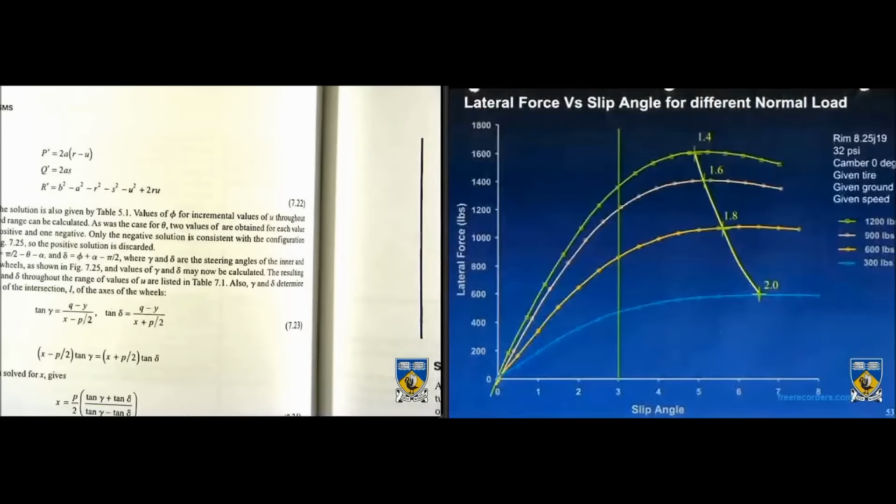Again, this is the plot. This is from physical testing. So here you can see the lateral force as a function of slip angle again, and each line indicates a different normal load. So as the load increases, the desired slip angle increases as well.